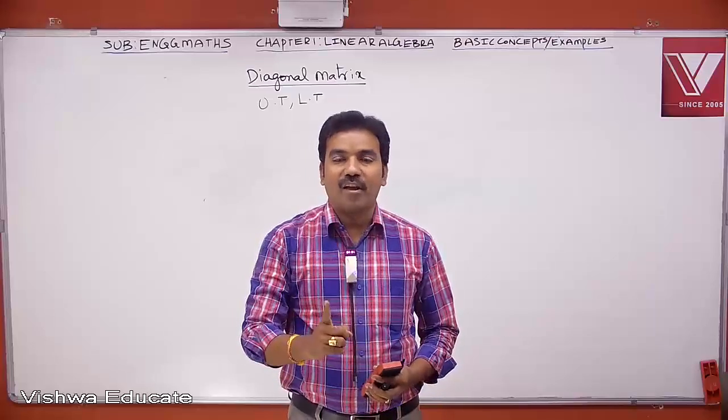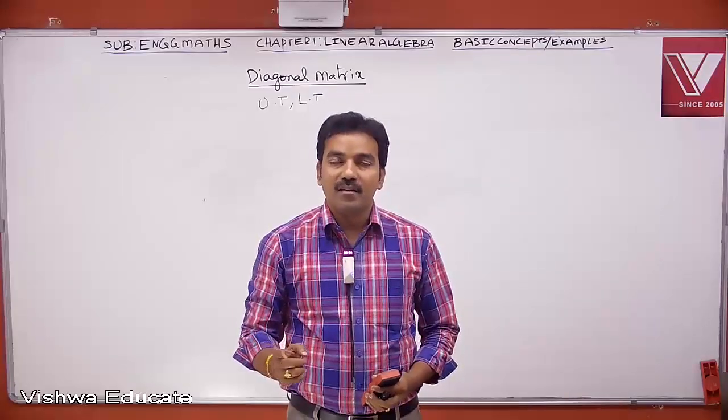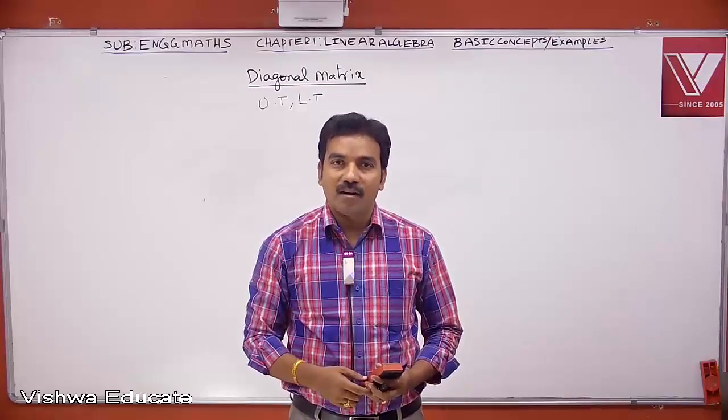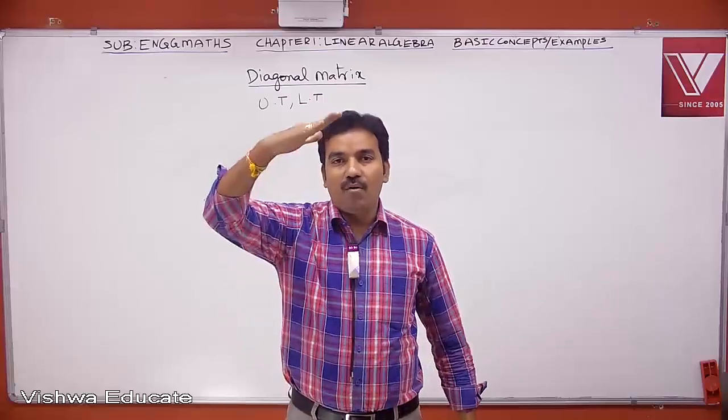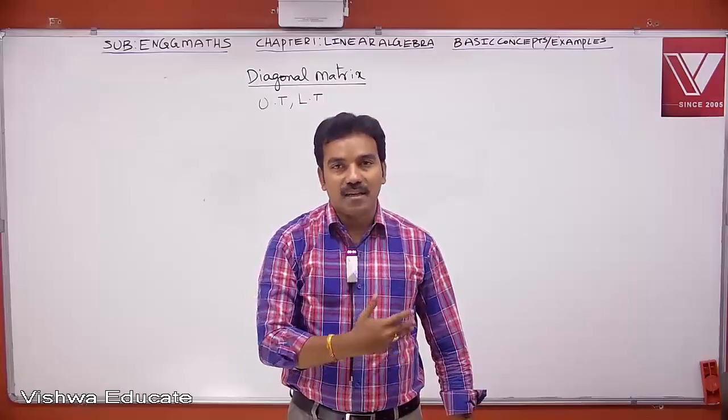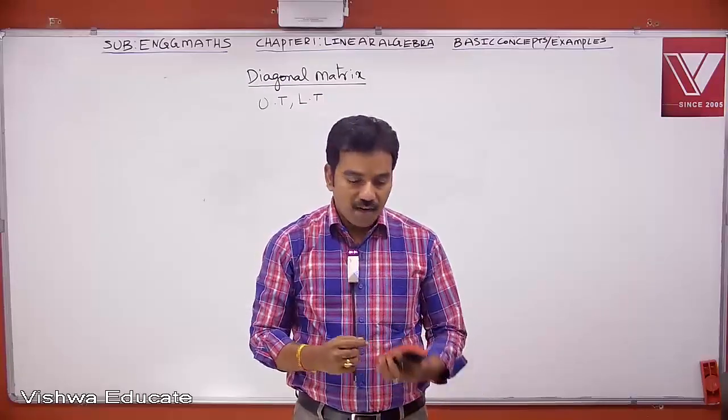So, it must be both upper triangular as well as lower triangular. So, in that case, it is called a diagonal matrix. That means all elements above and below the diagonal are 0. In that case, the matrix is called a diagonal matrix.